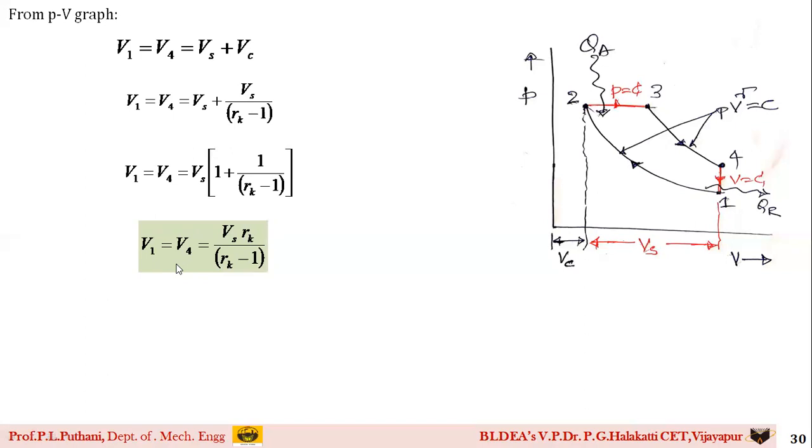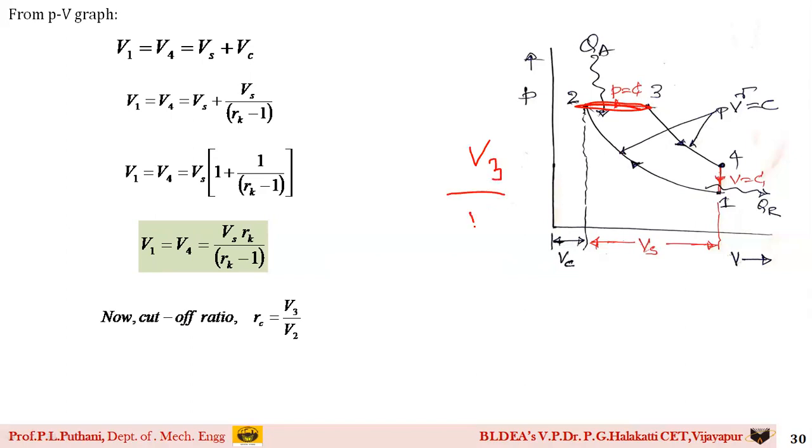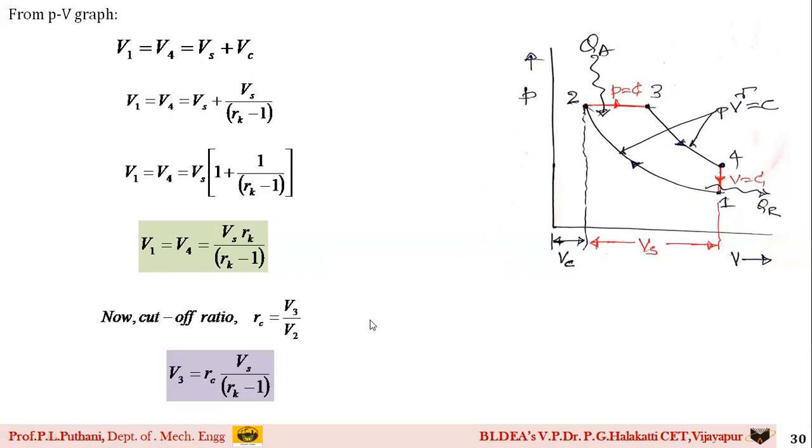Now I have written V2, V1, V4. The remaining term is V3. For that we shall write directly the cutoff ratio. From the PV graph, you observe the cutoff ratio: the distance moved by the piston from V2 to V3, the V3 by V2 ratio, is your cutoff ratio. So therefore, Rc is equal to V3 by V2. And what is this V2, students? Just now we have defined it: V2 is nothing but Vs by Rk minus 1. So therefore, V3 I have written as Rc into Vs by Rk minus 1. So I have got the value of V3 also.